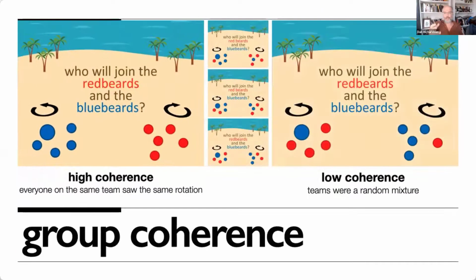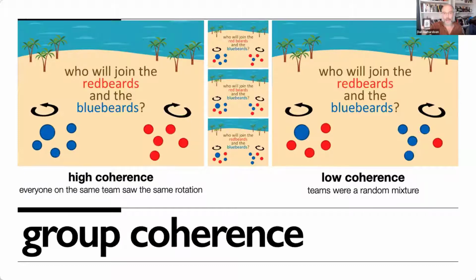So in one case, we said, okay, you saw anti-clockwise rotation, and all the other people who saw that, they're all blue. Or on the other hand, we said, well, all but one were blue, and then there's one red. And we could gradually turn the dial down on how many people on your team saw the same rotations as you, and are therefore like you. So we vary this level of group cohesion.